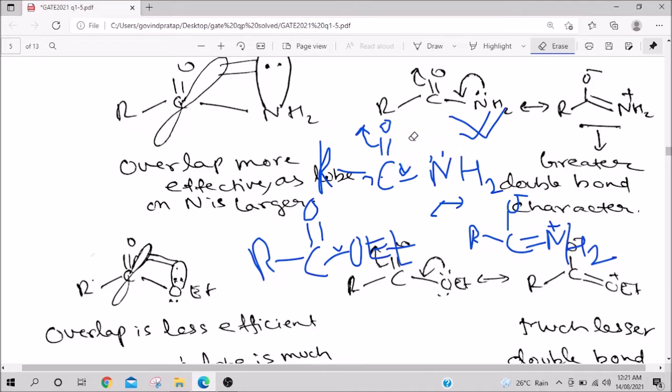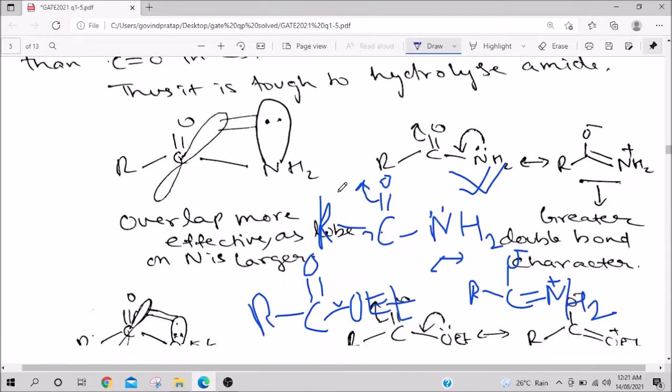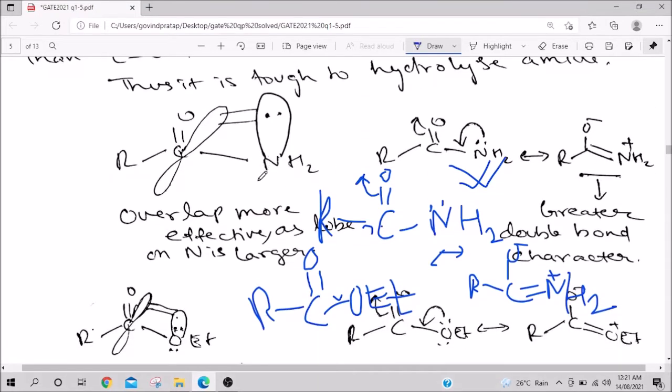Now, you know oxygen is the second most electronegative element in the periodic table. The first is fluorine, then comes oxygen, and then I think chlorine, then comes nitrogen. So nitrogen is much less electronegative than oxygen. Look at this nitrogen, look at this oxygen. Nitrogen is less electronegative, so it does not hold its lone pair electrons close to itself. So the lobe is much bigger when compared to oxygen.